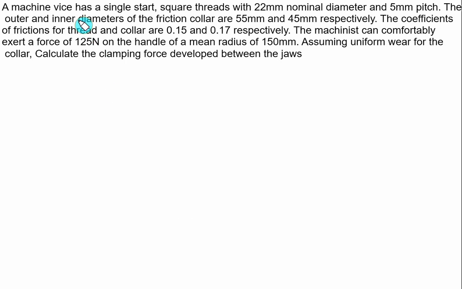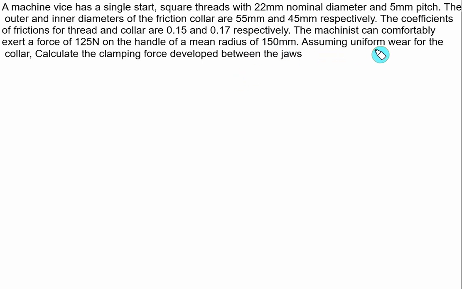A machine vise has a single start, square threads of 22 mm nominal diameter and 5 mm pitch. The outer and the inner diameter of the friction collar are 55 mm and 45 mm respectively. The coefficient of friction for the thread and the collar are 0.15 and 0.17 respectively. Machinists can comfortably exert a force of 125 Newton on the handle of the mean radius of 150 mm.